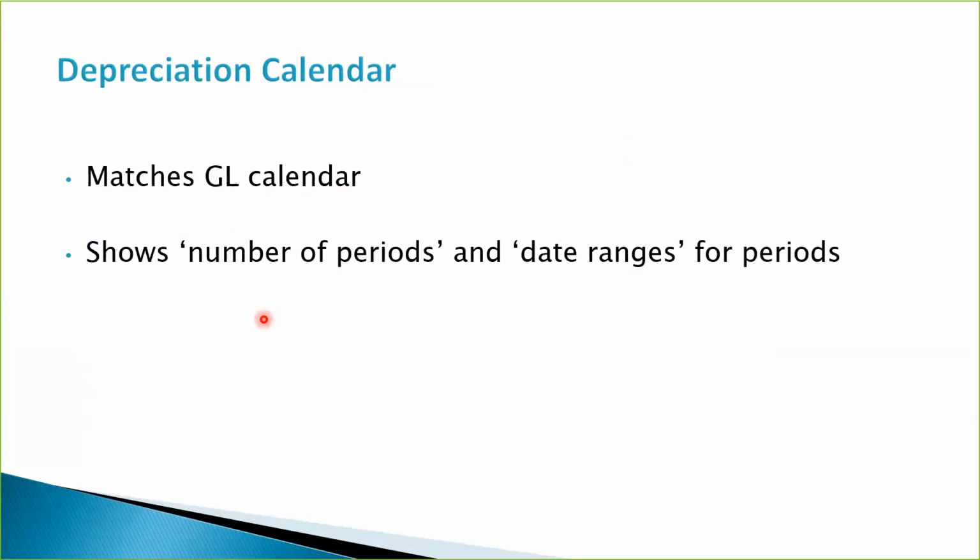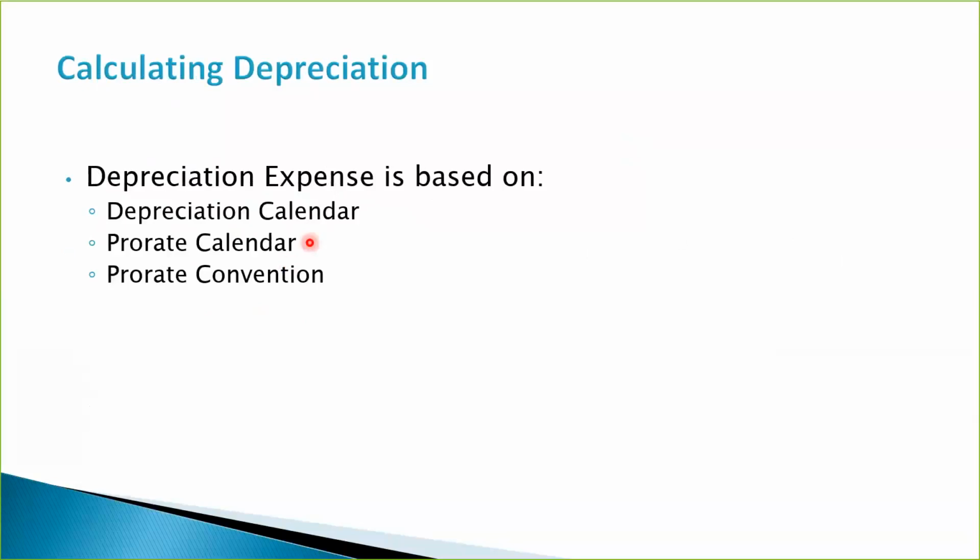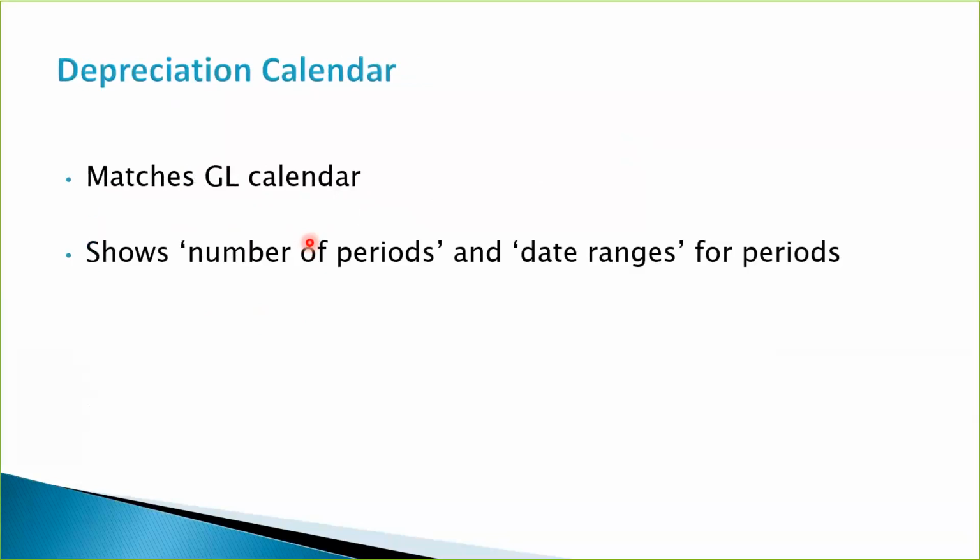So we've already said this about the depreciation calendar. Now we are looking at these three items, okay? We have already talked about the depreciation calendar, and we said it matches the GL calendar. And the way we define it is basically it shows the number of periods. So for ours, the Mascani one, for example, will be January to December, 12 periods. And it will also show the date ranges for the periods. For January, for example, it will show that January 2018 runs from 1st of January 2018 to 31st of January 2018.